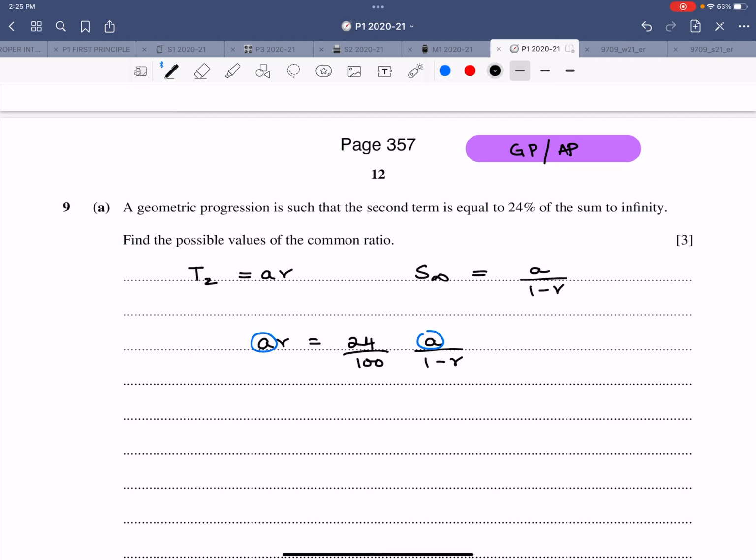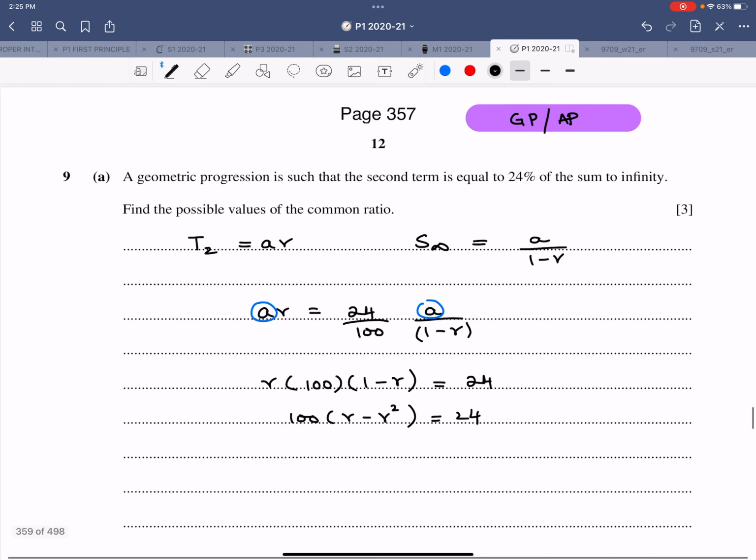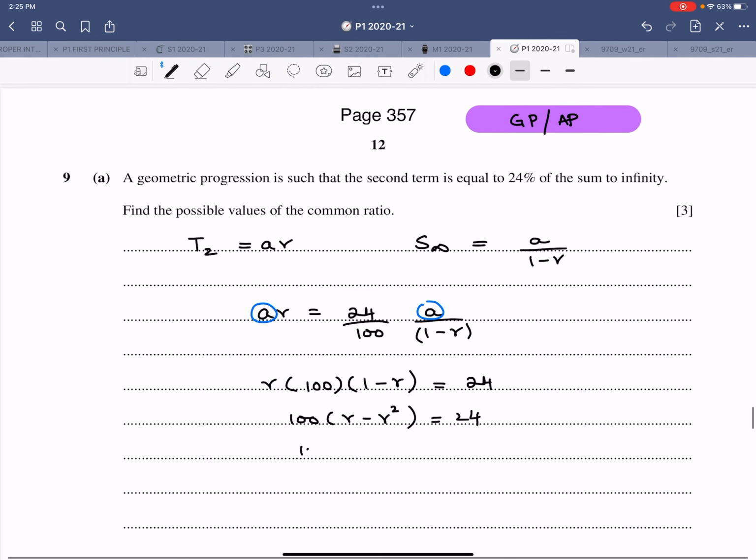So therefore 100 r equals 24 times 1 minus r. You can simplify it later. So therefore 100 r minus 100 r squared... is equal to 24. And then this is 100 r squared minus 100 r plus 24 equals 0.